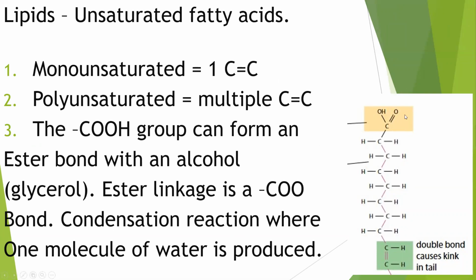So this is the carboxylic head or carboxylic group. And then you see CH2, this is a long hydrocarbon tail. And then this is a double bond, so it doesn't have the maximum number of hydrogens bonded to the carbon. Monounsaturated means there's the presence of one C double bond C. Polyunsaturated means there are multiple. And this COOH group is important because it can form ester bonds with an alcohol. Most importantly, we talk about glycerol because it'll be important in the formation of triglycerides. An ester linkage is basically C double bond O bonded to an O adjacent to the carbon. And this is also a condensation reaction where one molecule of water is produced.